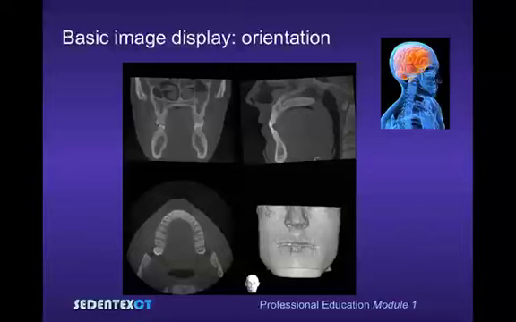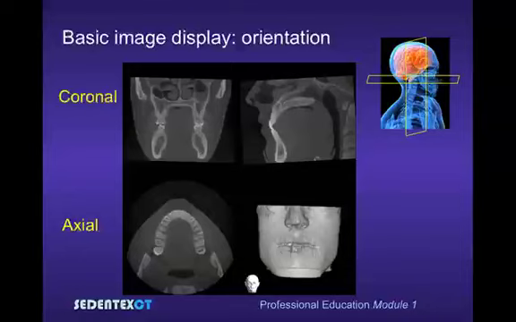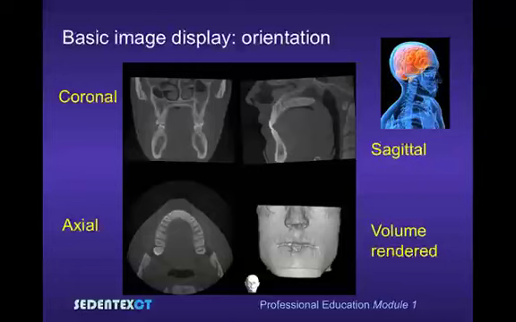In terms of basic image display on the monitor, most CBCT scanners will give a display of 4 images at the same time. These consist of an axial image, very familiar to those who are used to looking at medical CT scans, a coronal image, and a sagittal image. Finally, you may also have what is described as a volume rendered image. In the next module, we will describe these in more detail, and we will also learn to navigate through a set of CBCT images.